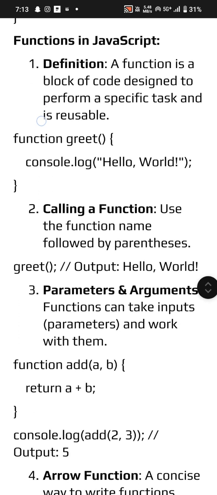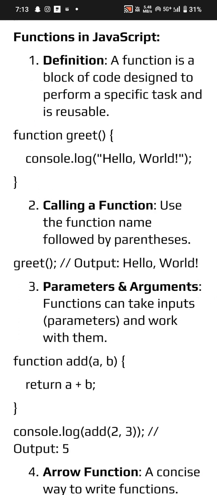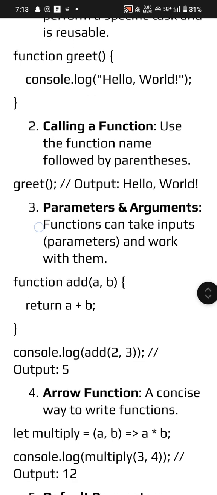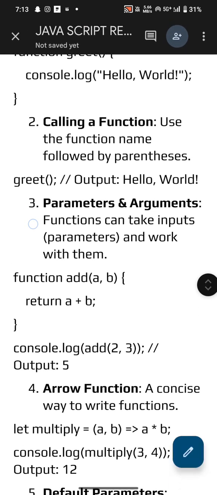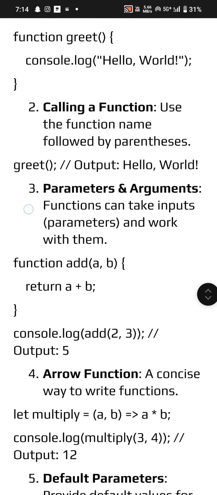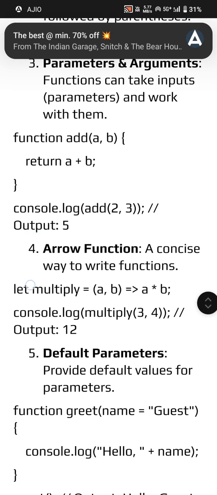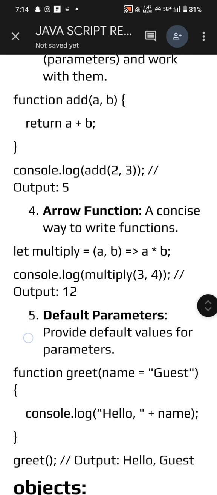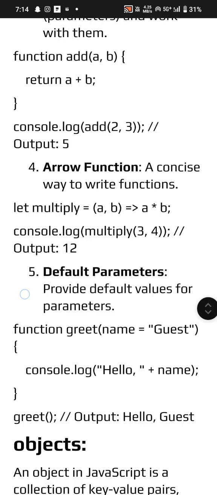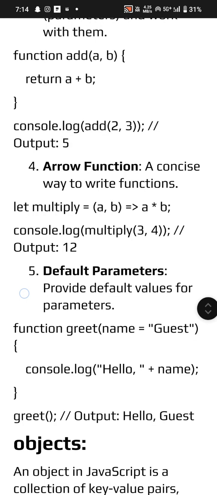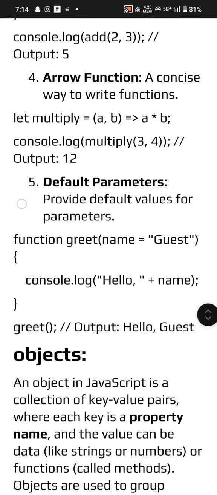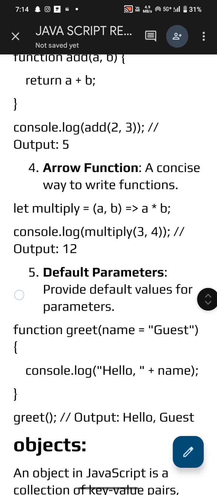Functions. Functions in JavaScript are reusable blocks of code designed to perform specific tasks. For example, function greet. You can pass inputs, called parameters, and return outputs. For instance, function add. JavaScript also allows shorthand arrow functions like let multiply = a * b. Functions can even have default parameters for flexibility.